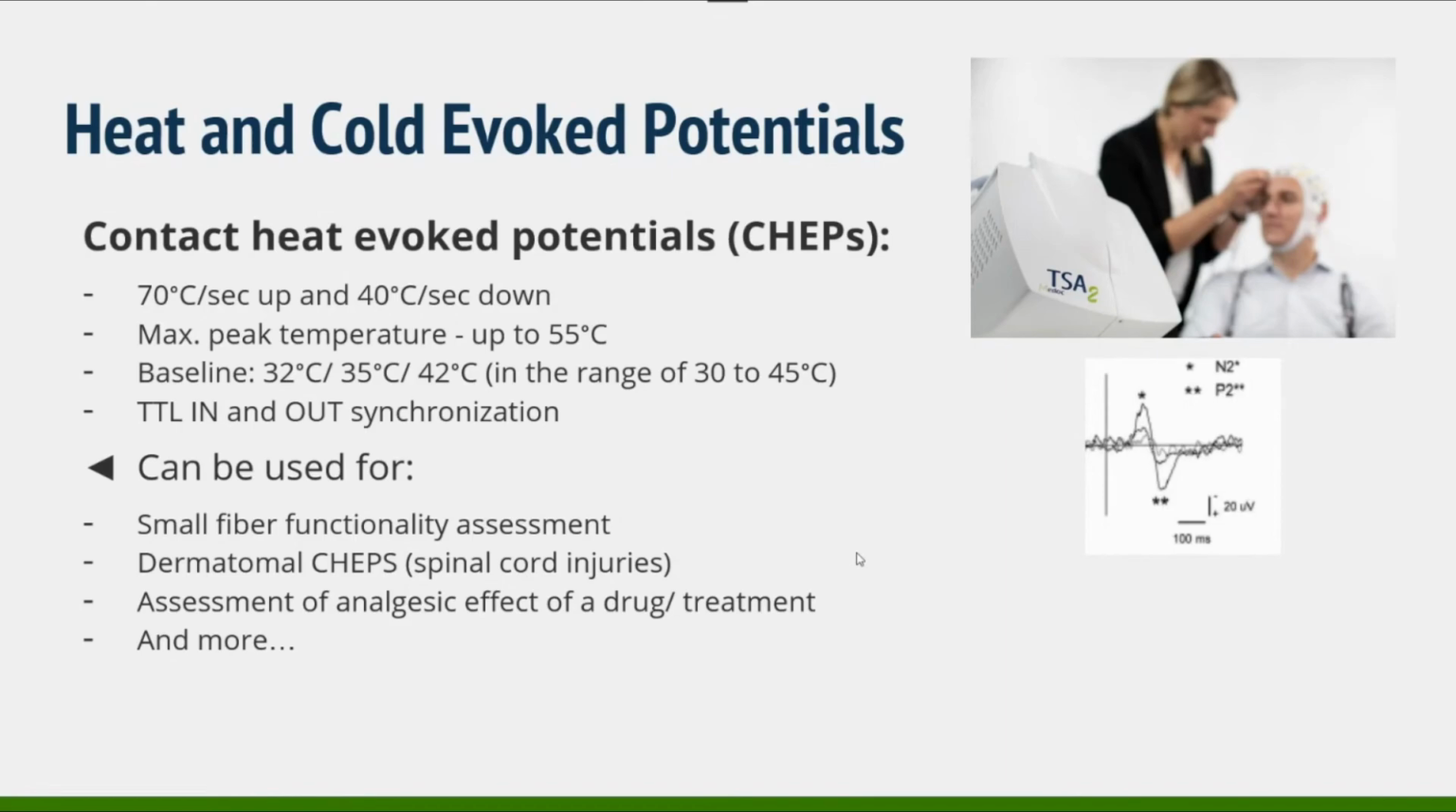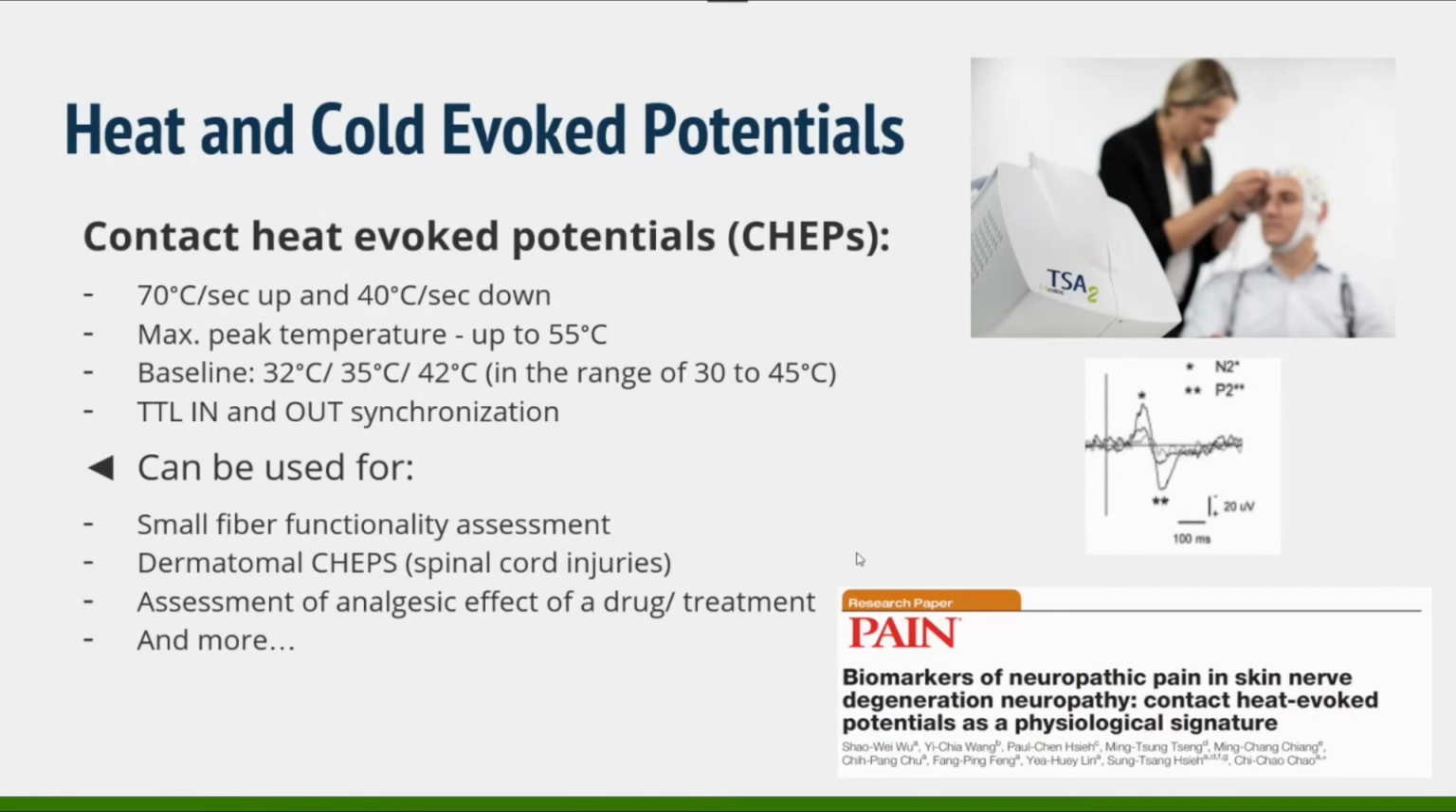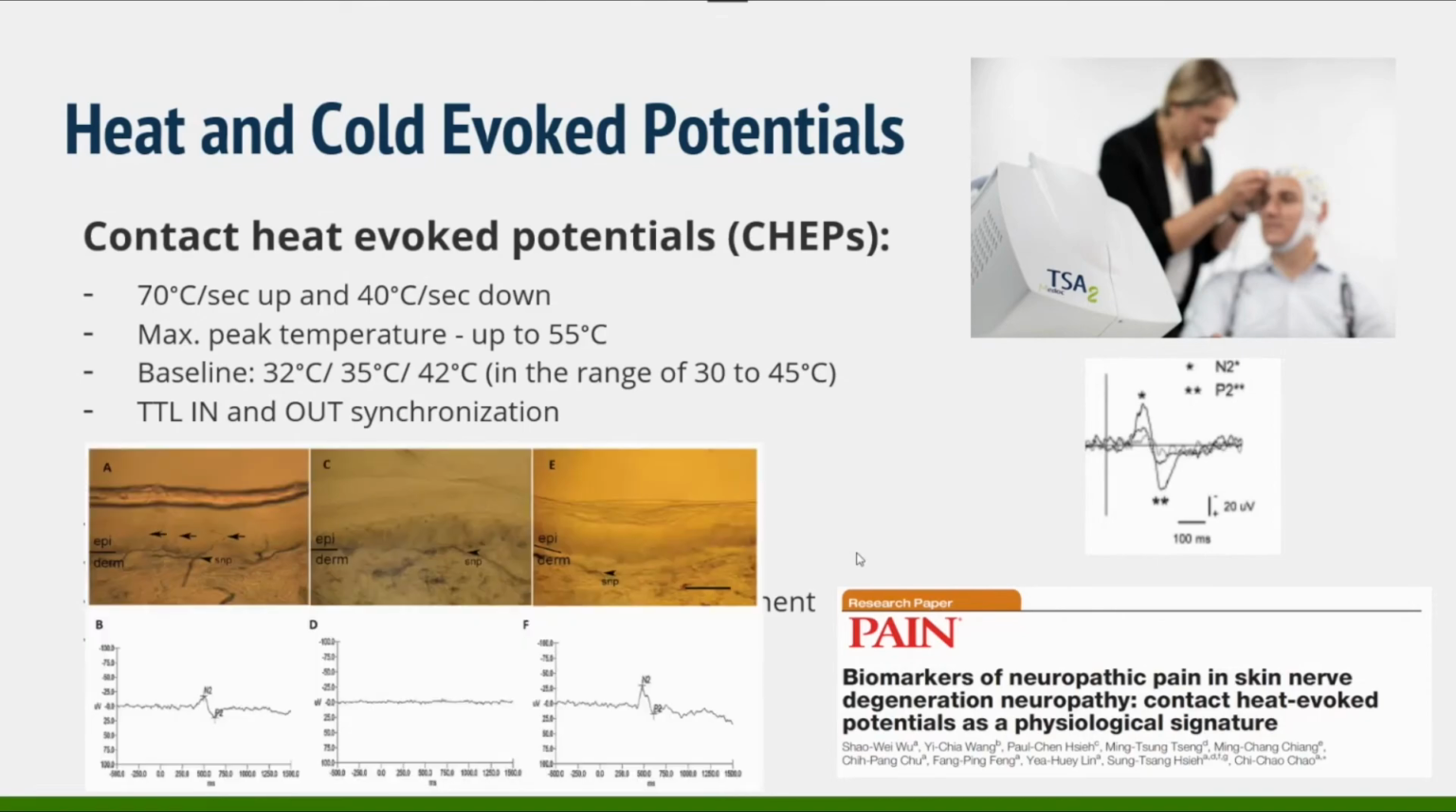And this is just one example of a paper done by a group from Taiwan, very experienced users of our CHEPS device. They did a very nice work, and they showed that contact heat evoked potentials are correlated with skin nerve degeneration. They did biopsies and also checked the reaction of the patient to evoked pain. And this is just a picture from this specific paper.